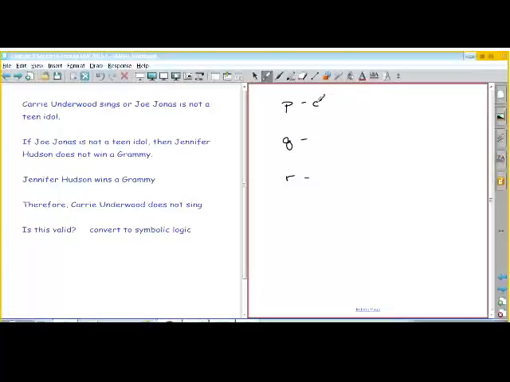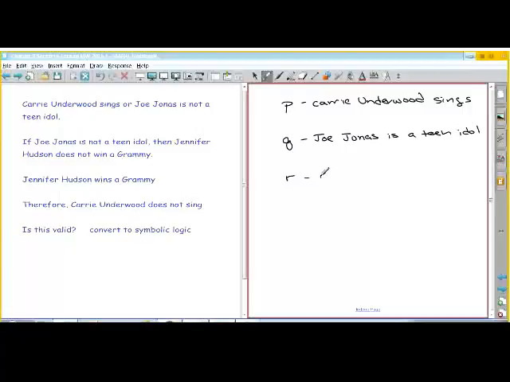So the first thing we have is Carrie Underwood sings. So I'm going to make that statement P. So the negation of P would be Carrie Underwood does not sing. Statement Q says Joe Jonas is not a teen idol. I'm going to just use the positive version. It doesn't matter. I could have Q being Joe Jonas is not a teen idol, but I'm going to let it be Joe Jonas is a teen idol. That will just affect my logic statement, but it won't affect the results.